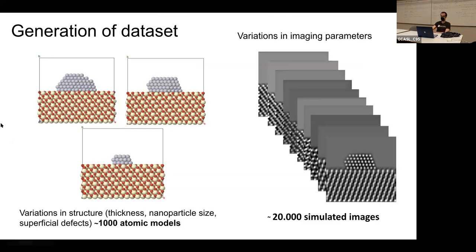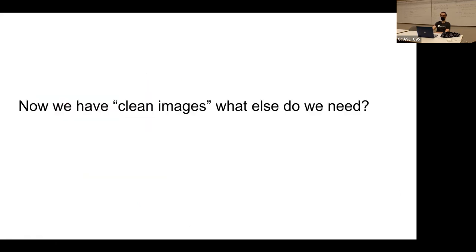Okay, and also, as I said, they really care about the underlying structure of the nanoparticle. So they picked 1,000 different models with different thicknesses, nanoparticle sizes, superficial defects, and things like that. And then combining with other imaging parameters, at the end, we had 20,000 simulated images. Okay, now we have clean images.